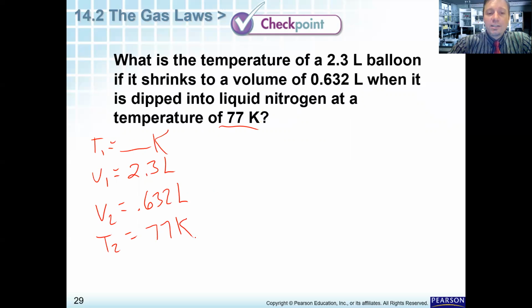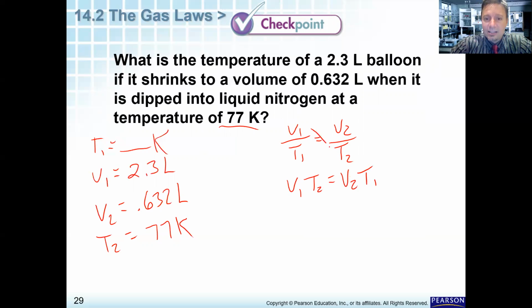So now I'm going to write my formula here. So I have V1 over T1 equals V2 over T2. So I'm going to cross multiply. So I have V1 T2 equals V2 T1. I simply cross multiplied like that. I'm solving for T1, so I'm going to divide both sides by V2. It cancels, and that isolated my temperature one, and that's what I'm solving for.